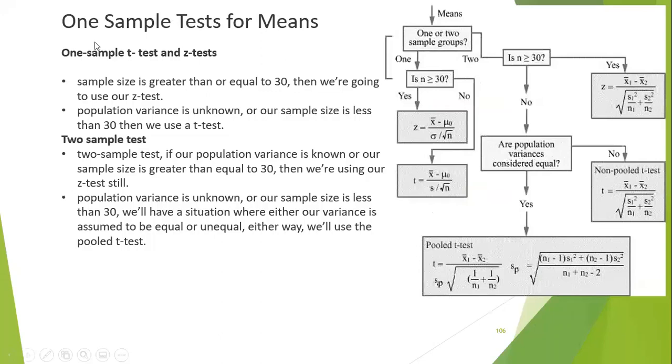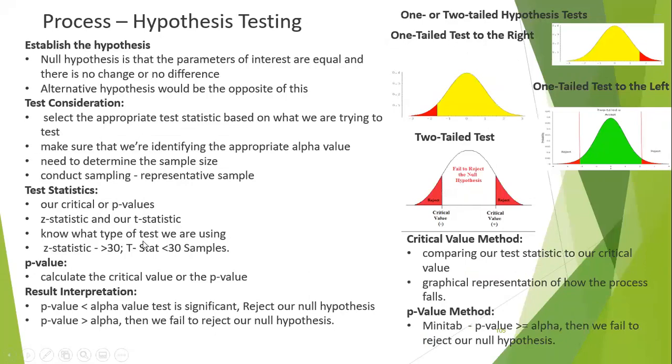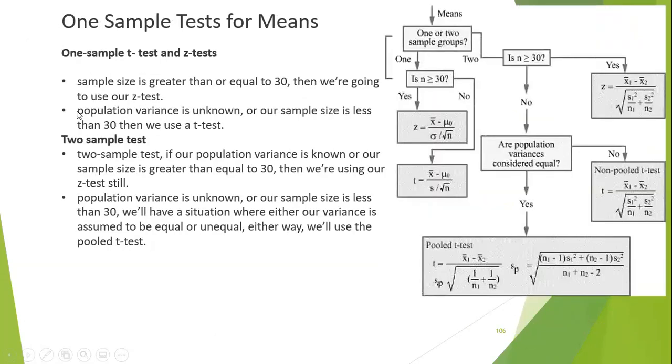Okay, here is the one sample test for means. We are discussing z and t. See, one sample t test and z test. If the sample size is greater than 30, we'll go for a z test. Okay, population variation is unknown. If our sample size is less than 30, we'll go for a t test.